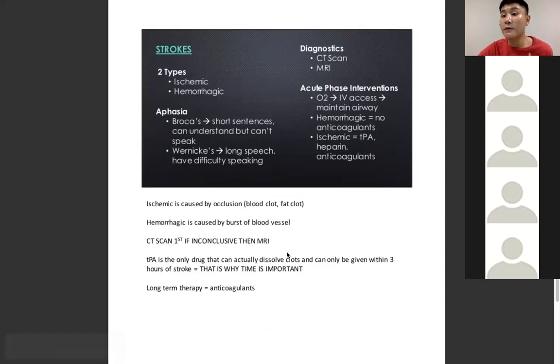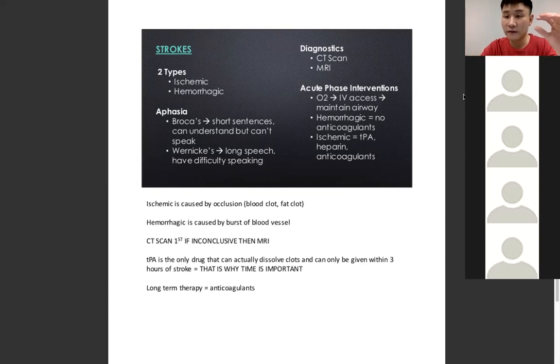All right, now we move on to the stroke, the real deal. There are two types of stroke, and it's incredibly important for you guys to know the difference between these two types of stroke. The first type is ischemic, and the second type is hemorrhagic. The reason why we have to be able to distinguish which type of stroke the patient has is that even though the signs and symptoms may show the same, the cause of these types of stroke is different, and the course of treatment is different.